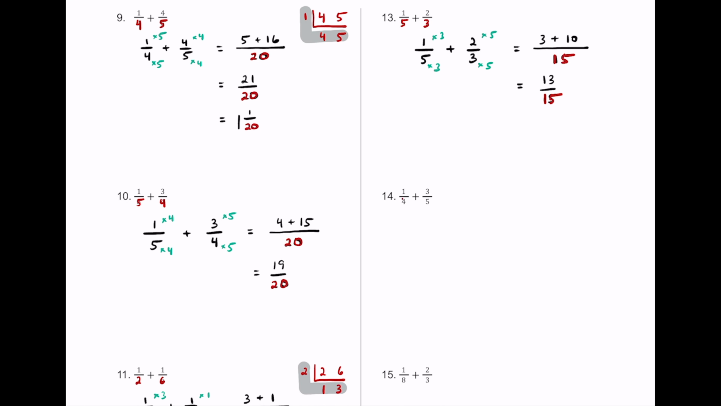For number 14, we have 4 and 5. In a previous problem, we found out that they meet the first time at 20. That's their LCM or LCD. So let's go ahead and make these both over 20. So we have 1/4 plus 3/5.